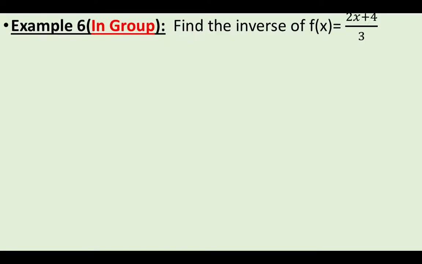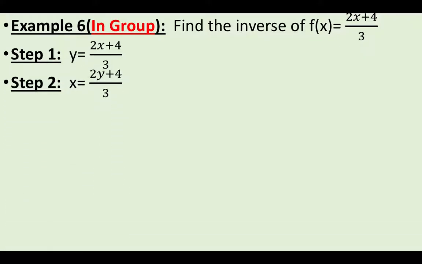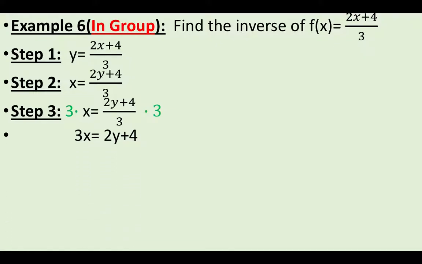Alright, so example 6 was one I would like people to do in their groups. But of course, if you're watching this and you don't have your group, well, let's do it together. Alright, step 1, switch f of x to y. Step 2, switch x and y. Step 3, begin to solve for y. So, in order to solve for y in this scenario, we have to first multiply by 3 to get rid of that division by 3. Next, we subtract 4. Then we divide by 2.